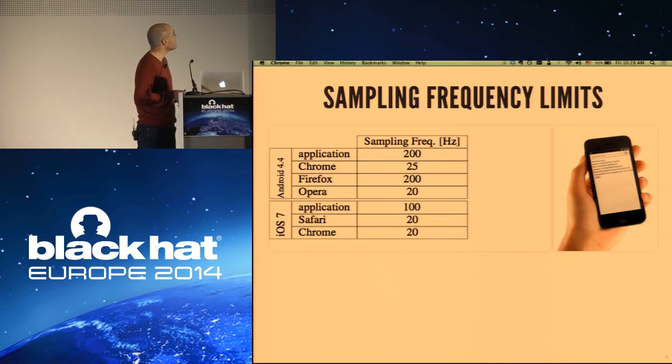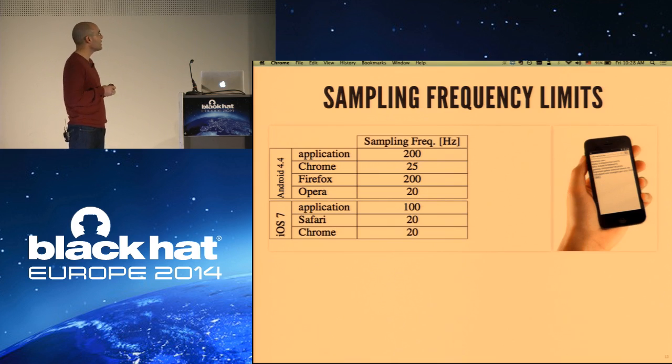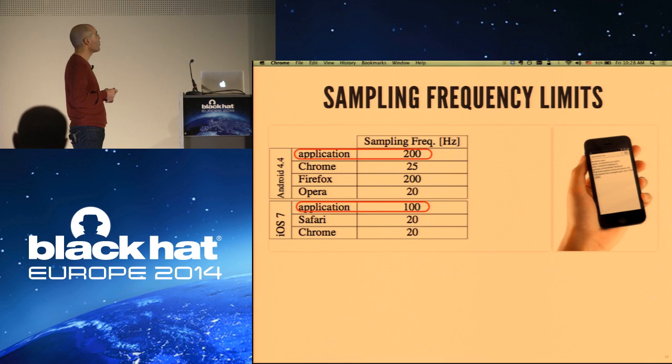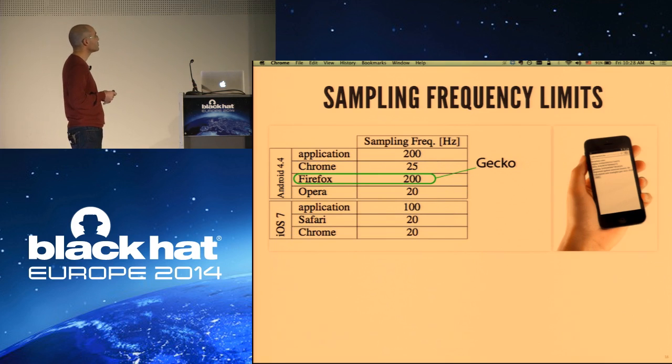Here's a table that sums up all the sampling frequencies in different platforms. As you can see here, an application on Android can have 200 hertz of sampling frequency. For iOS, it's lower, only 100. And for all browsers which are based on the WebKit library, it's limited even further to 20, 25 hertz. Interestingly enough, for Firefox, which is based on a different library called Gecko, the sampling frequency is not limited further beyond the OS limit, which is 200.